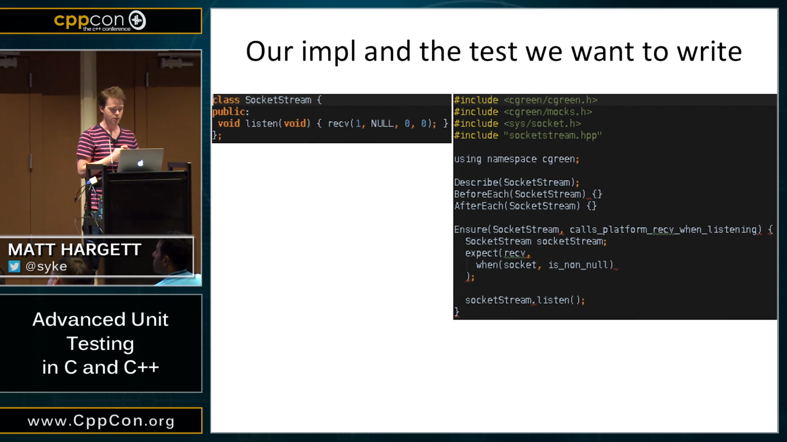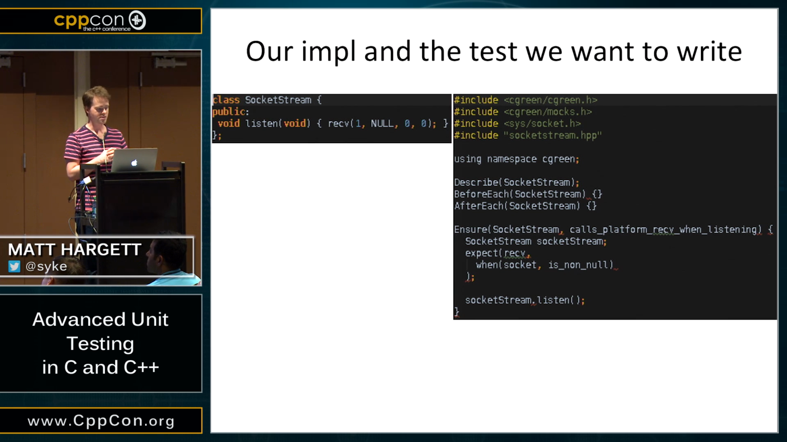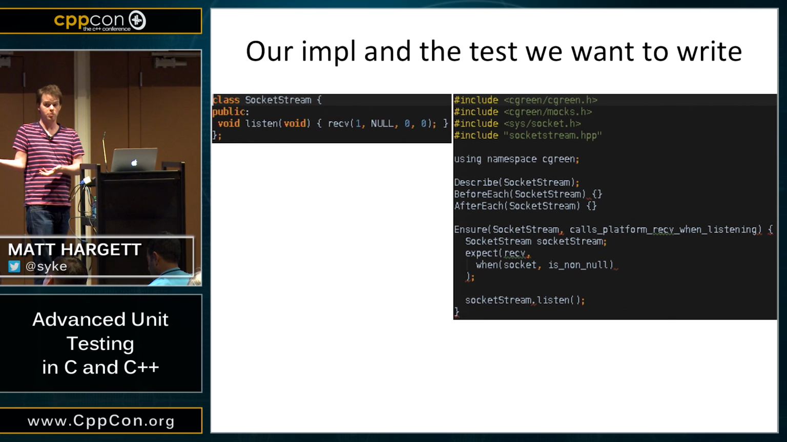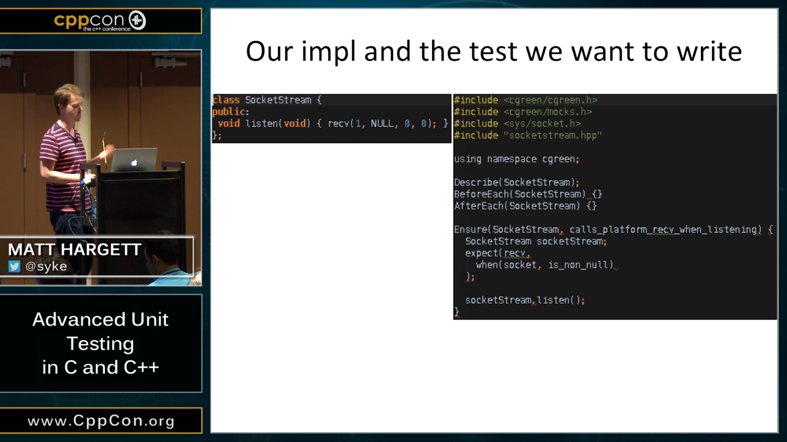So I make my socket stream, and I say expect receive when socket is non-null. I just care that it's called with a non-null socket. I could do some more checking there, potentially. And then I call socket stream.listen. And just to reiterate one more time, if it gets to the end of that test and receive isn't called, I set the expectation it would be called. If it's not called, the test will fail, and it'll say, hey, this thing that you set an expectation for wasn't called.